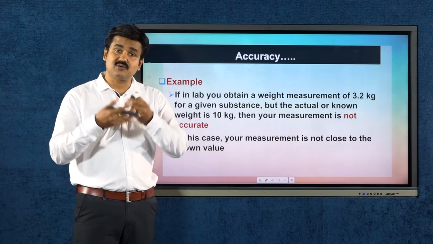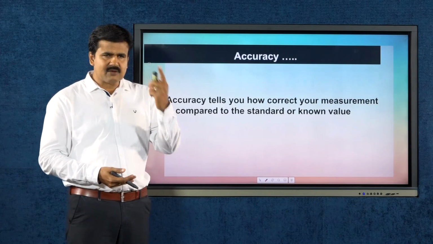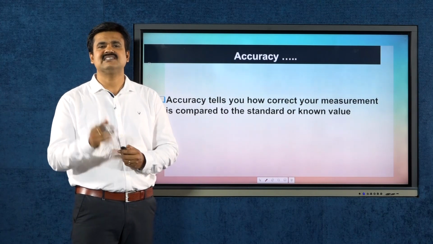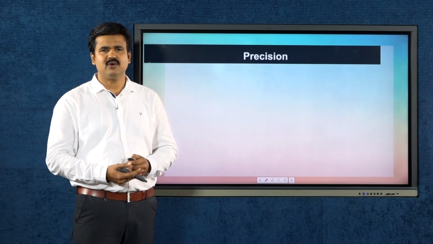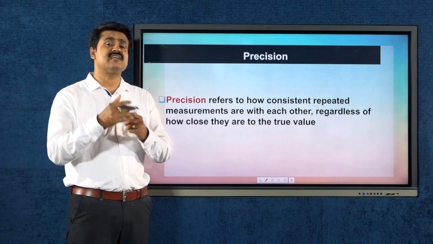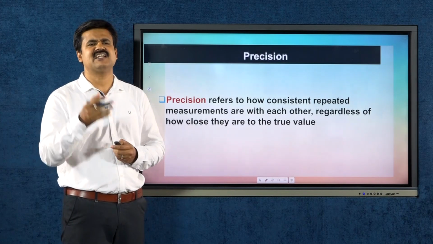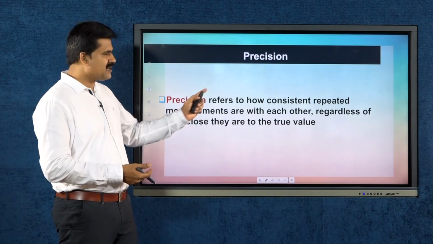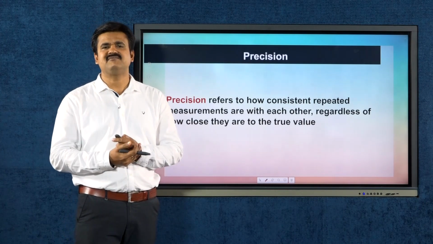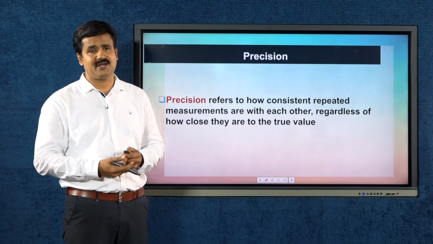If there is very closeness, the result will be accurate. Now, accuracy tells you how correct your measurement is compared with a standard or a known value. Another term is precision. In coming modules, we can discuss more about the precision. Here I am saying only for the sake of the definition and simple understanding. Precision refers to how consistent repeated measurements are with each other, regardless of how close they are to a true value.